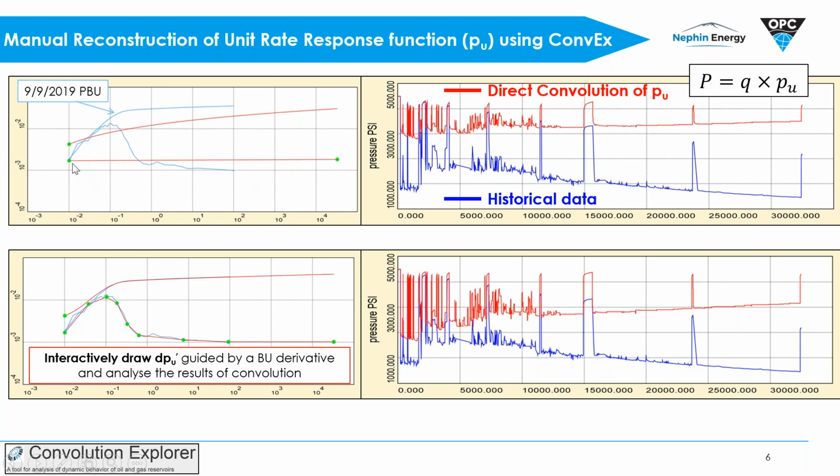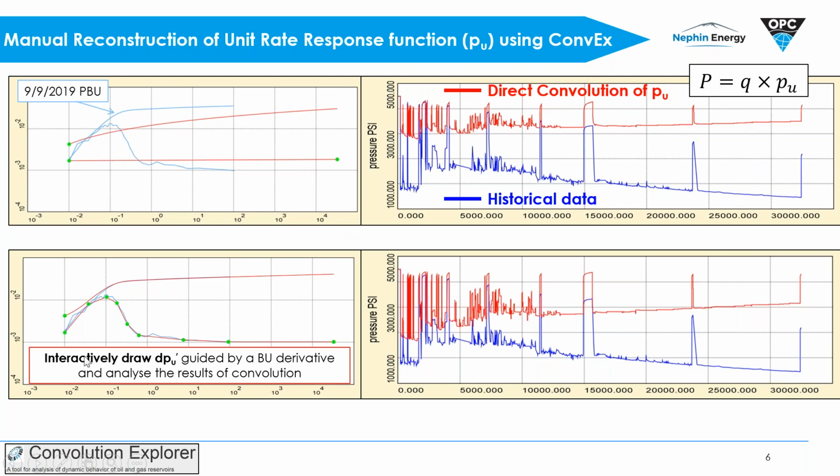Here we have to start somewhere. So we just start by assuming that we have infinite acting radial flow from the start, time t equals 0, until present day, the end of the analysis period. The distance between the two defines the skin, but I have to start somewhere. And you can quite clearly see that the result of convolution with this unit rate response function is incorrect. There's obviously a lot more depletion going on in the system.